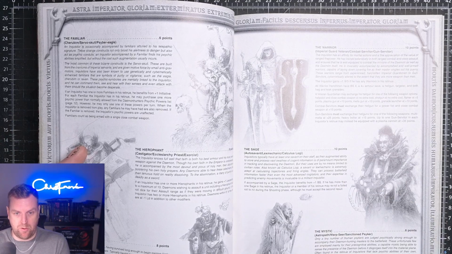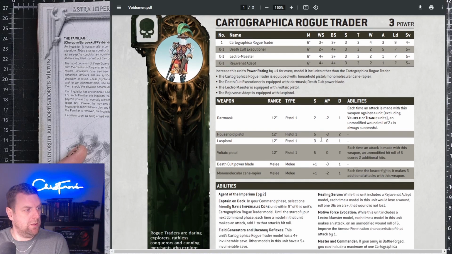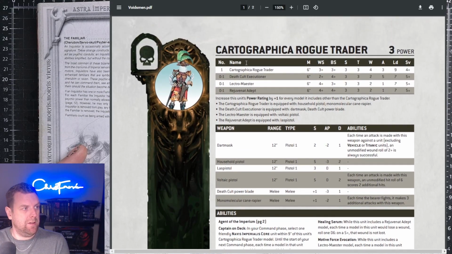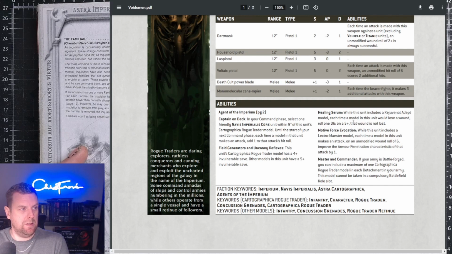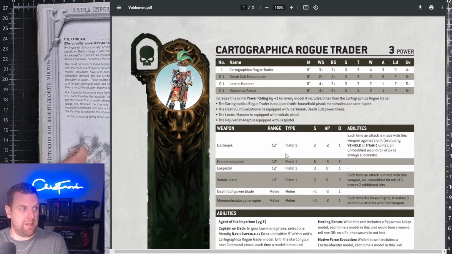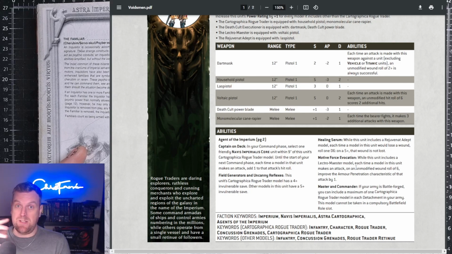And also, if you have a look here, it's also the kind of thing that the Rogue Trader's retinue does. So the Rogue Trader retinue, if you include a Rejuvenat, every time you lose a wound, on a 5+ you don't. If you include a Lectro-Maester model, every time you roll a 6, you improve the armour penetration characteristic of that attack by 1 as well. So the retinue that the Rogue Trader has, depending on what they are, benefits the rest of the retinue.